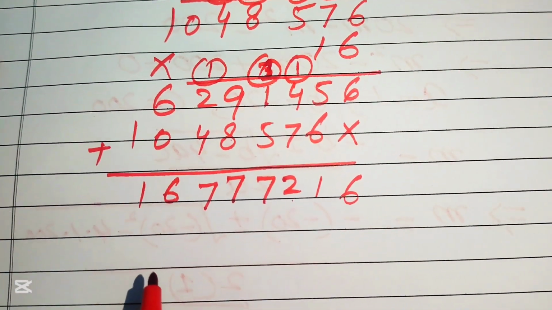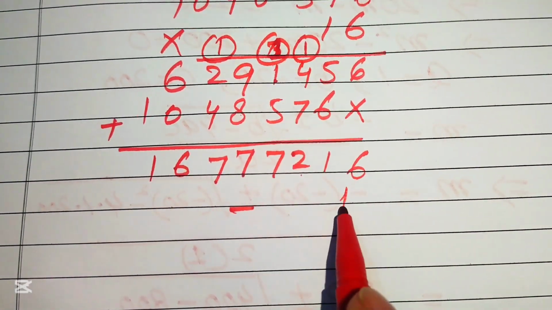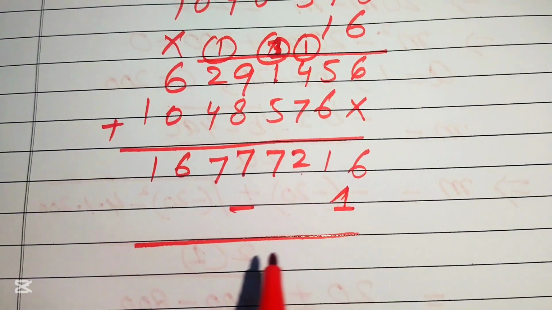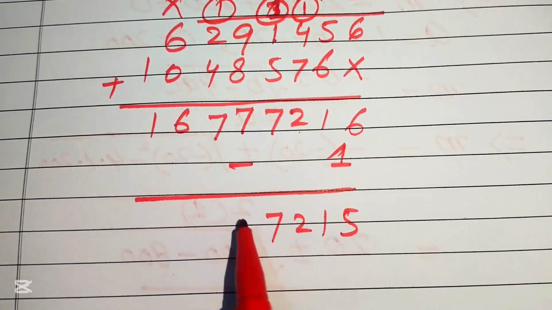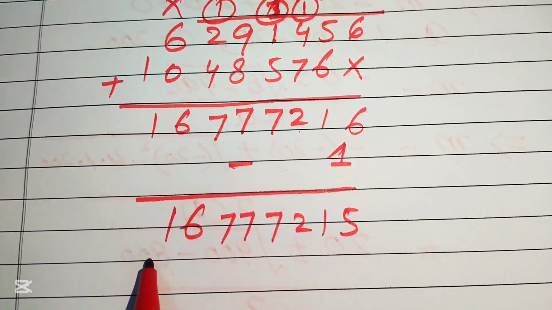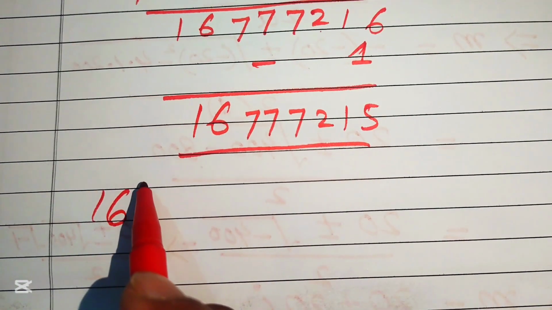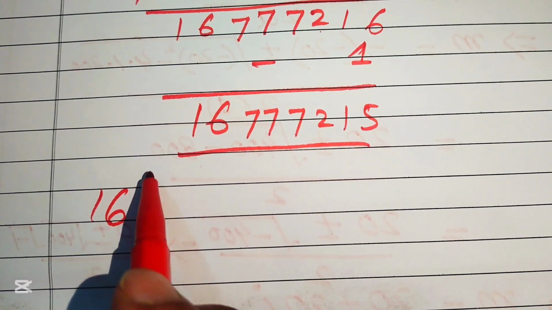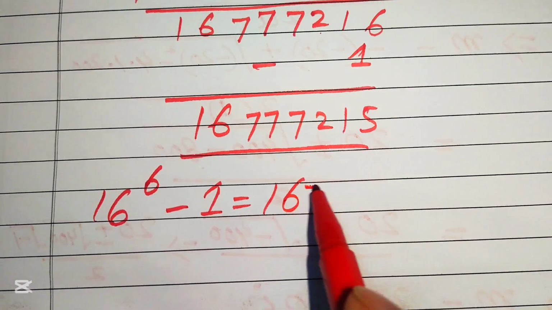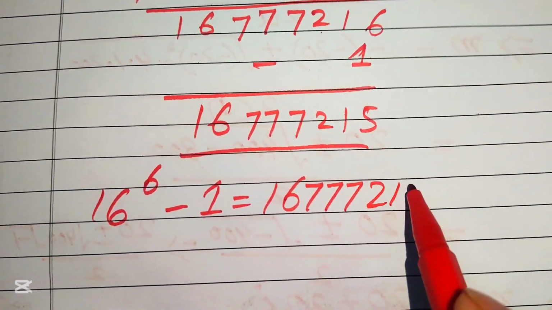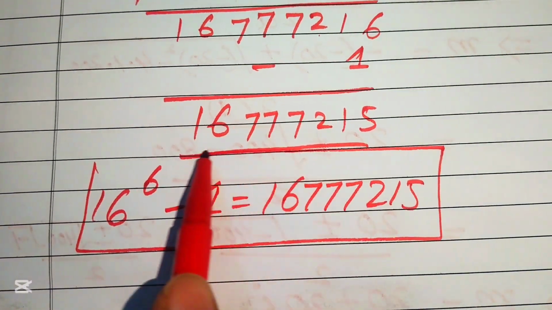So this is the multiplication by 16, and at the last we need to subtract 1. When you subtract 1, you will get here 5 1 2 triple 7 6 and 1. Okay, so finally we have the final simplified form of the given algebraic expression: 16 to the power 16 minus 1 equals 1 6 triple 7 2 1 5. This is our final answer of this problem.